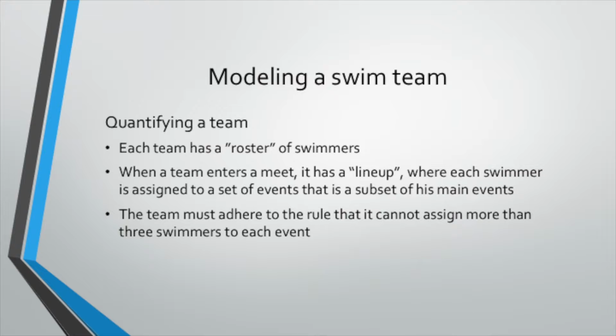Once we have modeled a collection of swimmers, we can begin to quantify a team. First of all, each team has what is known as a roster of swimmers. This is basically just a list of all the swimmers that are on the team. When a team enters a meet, it has a lineup where each swimmer is assigned to a set of events that is a subset of his main events. This means that for each event, a team will assign a swimmer to that particular event, depending on if that event is in their main events. Also, the team must adhere to the rule that it cannot assign more than 3 swimmers to an event.